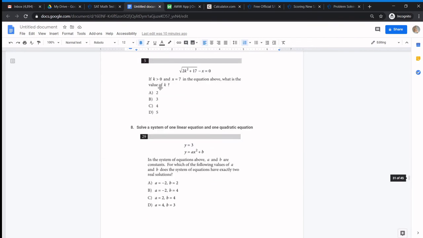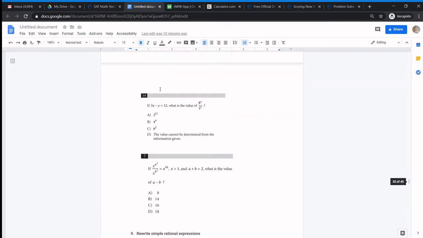I believe the section title for this one got deleted, but it was supposed to be solve a linear and exponential function instead of linear and quadratic.